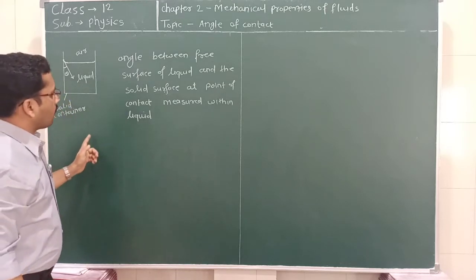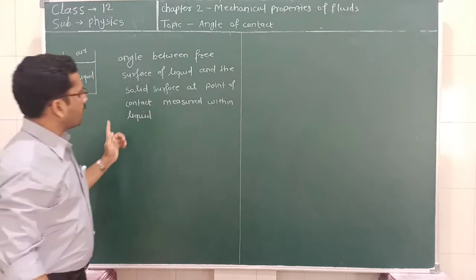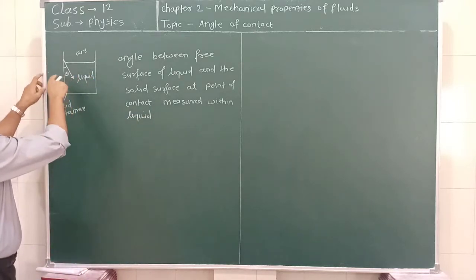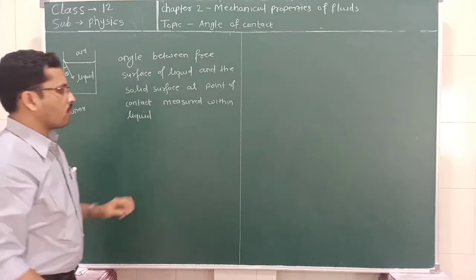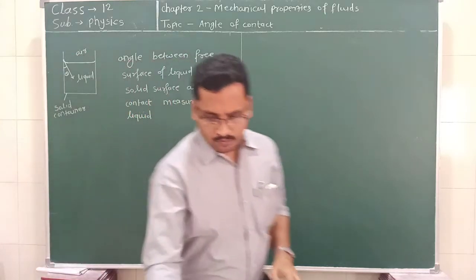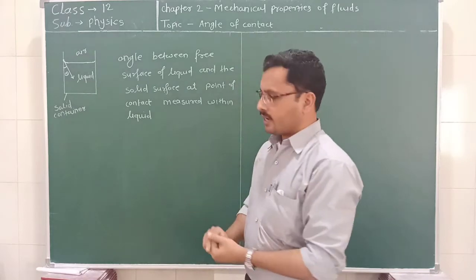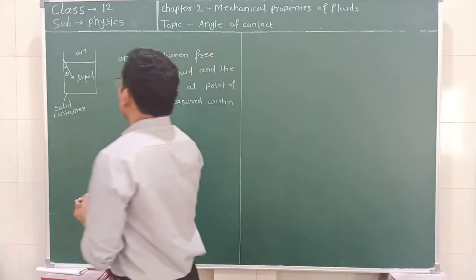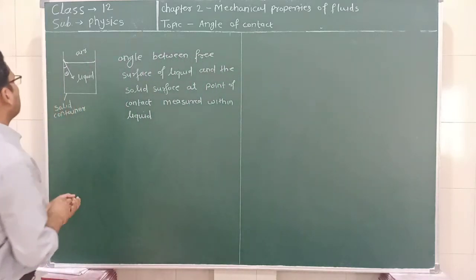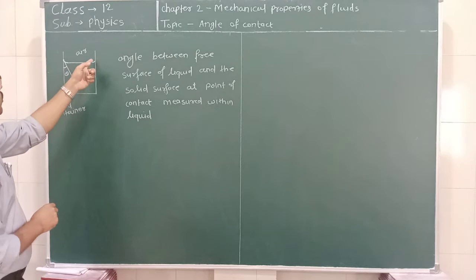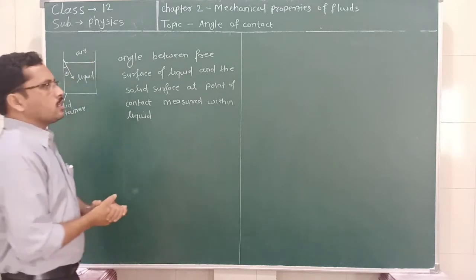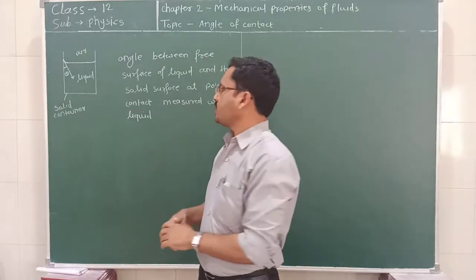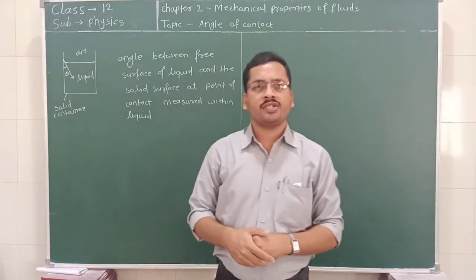But how can we measure this angle of contact? It is measured within the liquid. So in this case this theta is nothing but the angle of contact. So we define angle of contact. Now we are going to see the shape of the meniscus, that is the shape of this surface in contact with the solid surface. So as the liquid changes, the angle of contact also changes.